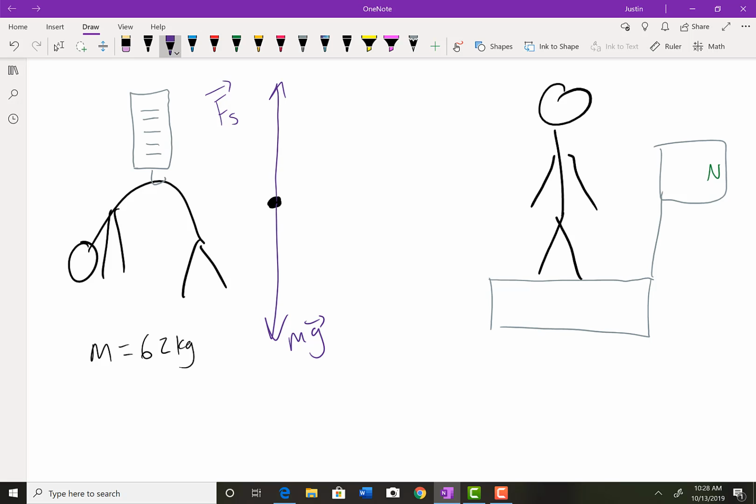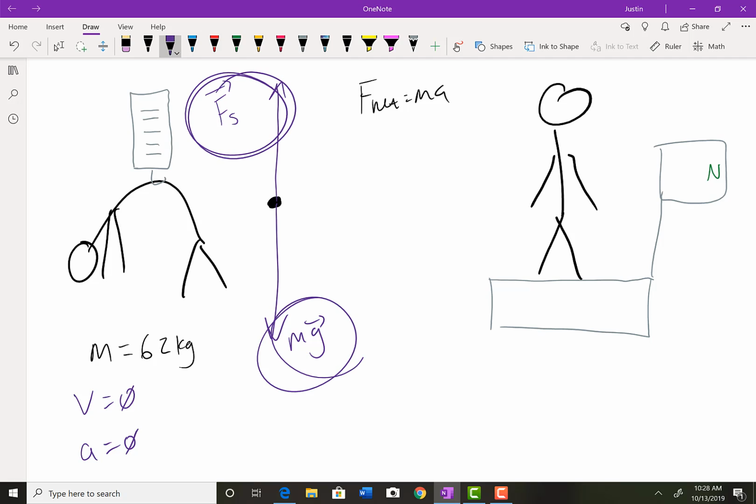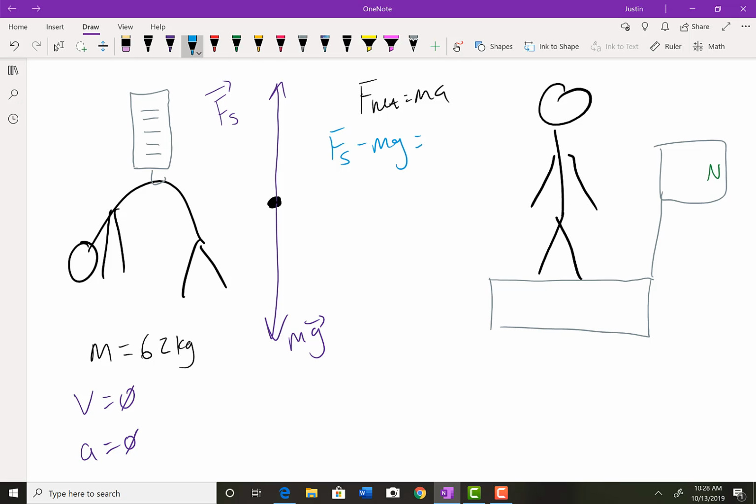Now the person we're saying is at rest, so the velocity is 0, and then the acceleration is going to be 0 as well, so we're going to keep this pretty simple. So if that's the case, I can then go to Newton's second law, F net equals ma, and my net force is just the spring force pulling up and the weight pulling down. So that's going to be the spring force minus mg equals the mass times the acceleration. But in this case, my acceleration is 0, as we said over here. So this is all just going to be 0, and that's going to leave me with the spring force equals mg.